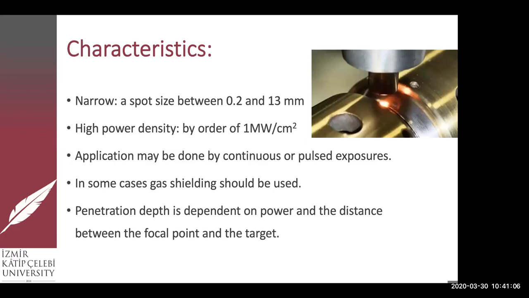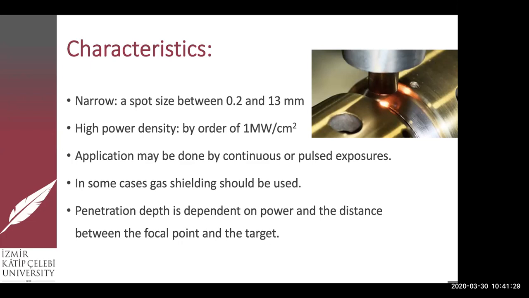So as characteristics, what should a laser have for it to be capable of welding? At first, it should be narrow. The spot size should be between 0.2 and 13 millimeter. Of course, the smaller, the better. And it should also have a high power density on the order of 1 megawatt per square centimeter.